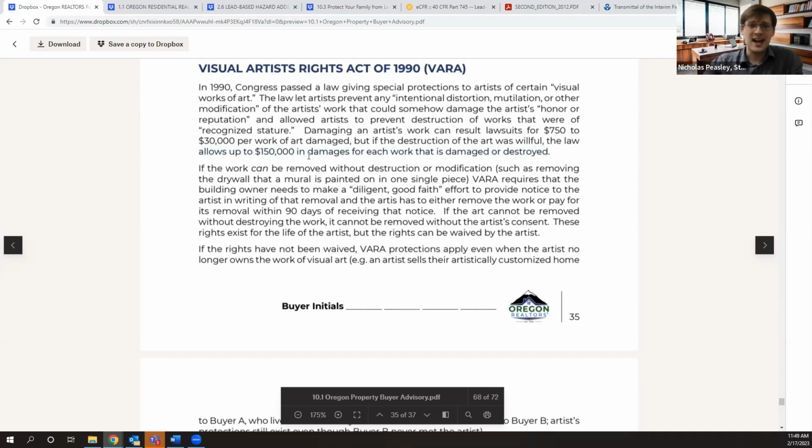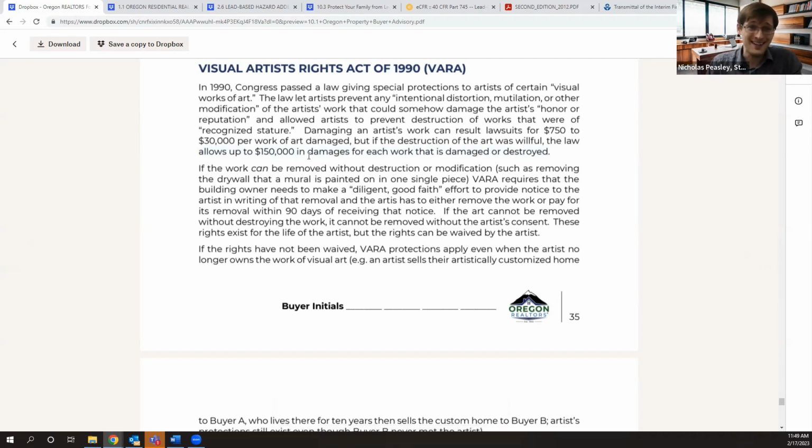So if the seller says, I am so proud of this mural, I painted it when I was 35 and I moved into the house and it was my first mural that I painted, and now I'm a mural artist, and you go, oh, that's nice, and you buy the house and paint over it anyways, up to $150,000 in damages can be levied against you for having damaged or destroyed that artist's art.